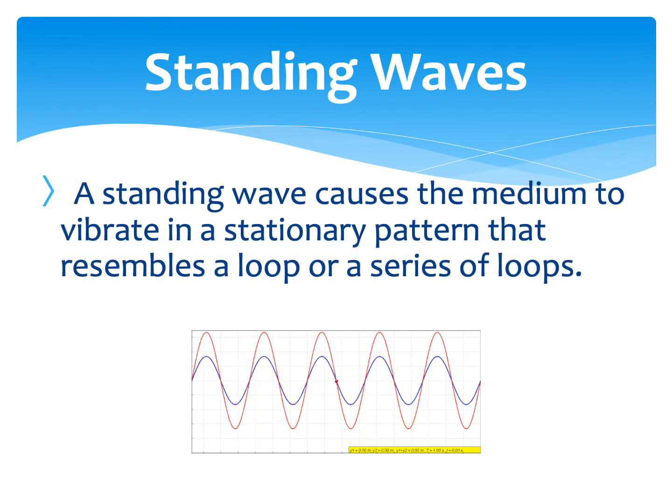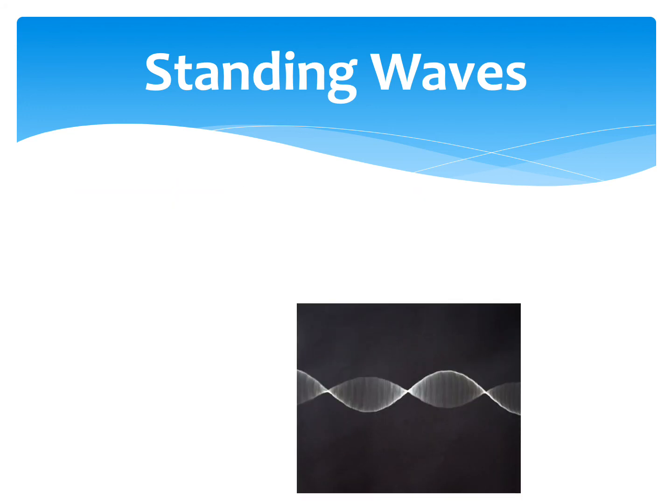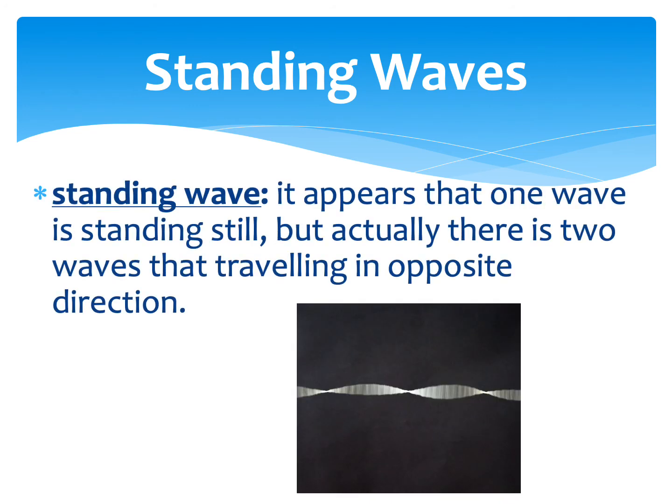A standing wave causes the medium to vibrate in a loop. It looks like a loop. Look here. What can you see? Wave and reflected wave, they are moving in the opposite direction. They are forming a loop. So with a standing wave, it appears that one wave is standing still, but actually there are two waves that are traveling in the opposite direction.